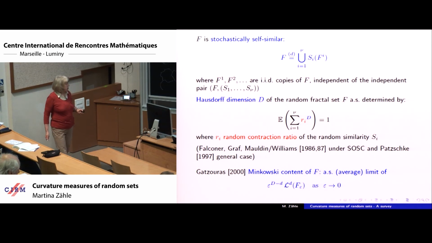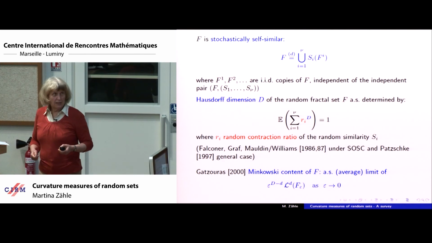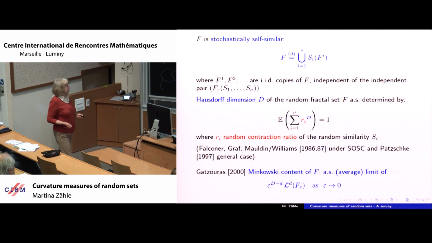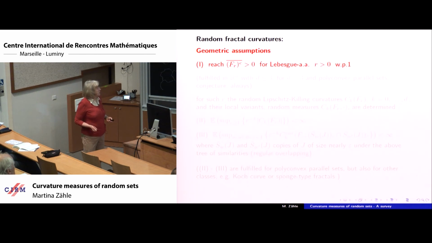The first paper was given by Gatzouras. He considered the case of the Minkowski content. Namely, he took the Lebesgue measure of the epsilon-parallel set, multiplied by epsilon to the power of the Hausdorff dimension minus the dimension of the space, and considered the limit. And he obtained that this limit exists under certain conditions, and this was the so-called Minkowski content. Yeah? And the extension to curvatures is the following.